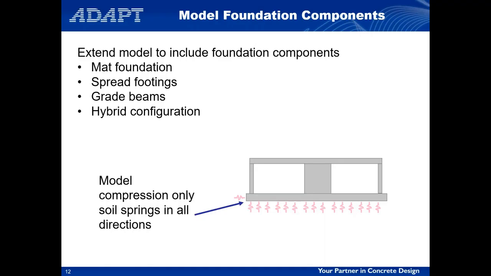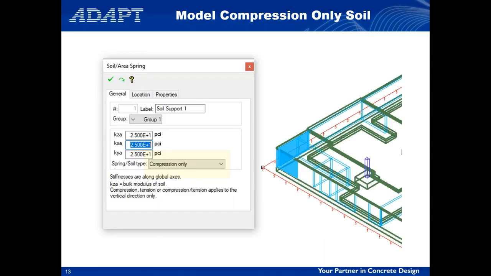One important aspect when you go down this path is to make sure that you're modeling your soil springs as compression only. And because we're going to be including lateral loads, the default of Builder is that it's only giving you a soil compression, let's say bulk modulus of the spring, in the Z. You want to make sure that you're also adding those values in the X and Y direction. So let's take a look at what that looks like.